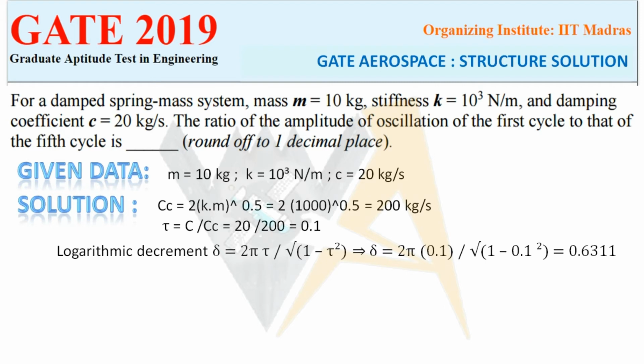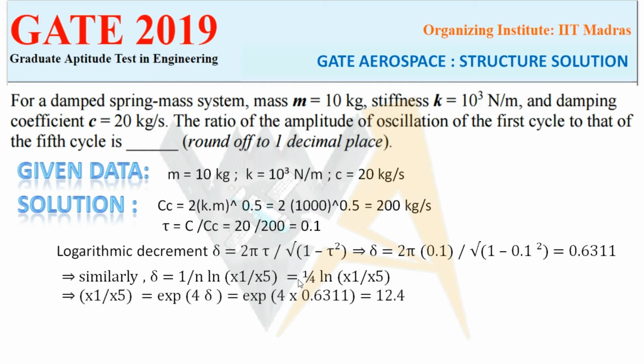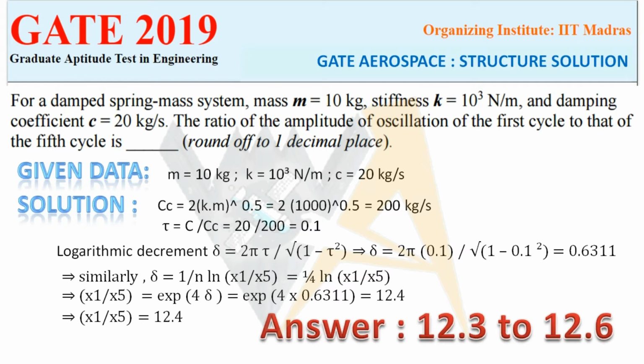0.6311. Now similarly we recall the logarithmic decrement condition, that is delta equals 1 by n ln x1 by x5. So here the n value will be 4. So this is the formula for the first cycle to that of the fifth cycle. Now substitute the value of delta here, and we know the respective values. By simplifying we get x1 by x5 equals 12.4. So our answer ranges from 12.3 to 12.6.